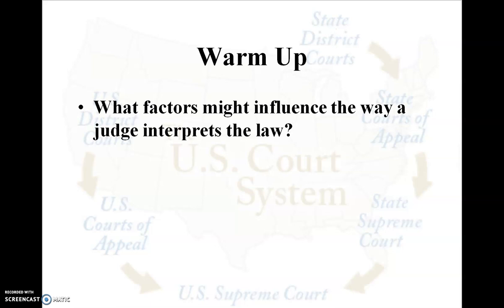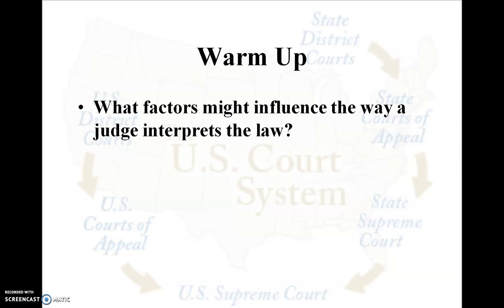To start, we're going to take a look at this question: what are some factors that might influence the way a judge interprets the law? So these could be internal factors, things about the judge themselves, or external factors. They could be things that are involved in the case, or things that might influence or persuade a court or a judge to make a decision in a certain way. While courts are supposed to be impartial, we have to keep in mind that the judges themselves are people, and people are going to be biased. People are going to be influenced in many different ways.